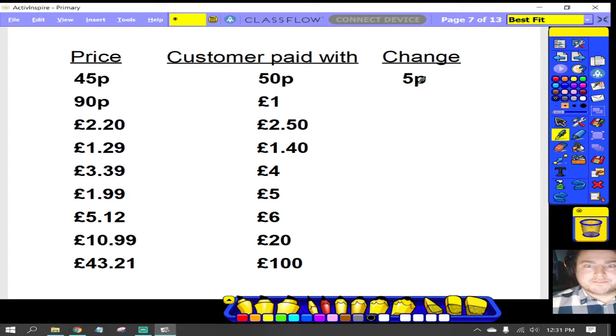I've done this one for you because I want to tell you how I did it. It wasn't 50 take away 45. What's the point in that when 45 is so close to 50? I can count in fives. So 45 add 5 is 50. I already know that, but if I didn't, I would go 45, 46, 47, 48, 49, 50. I would add 5. So I didn't have to do any subtraction at all. I just counted on.